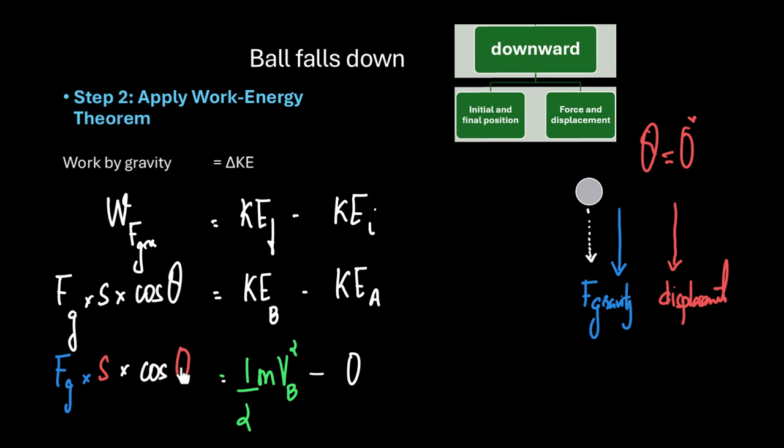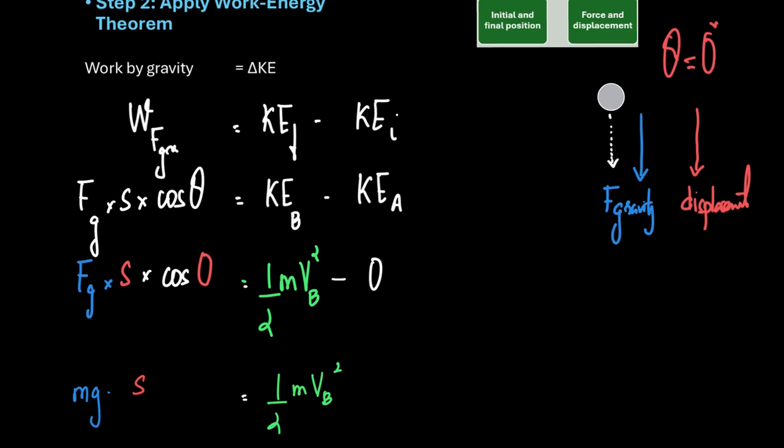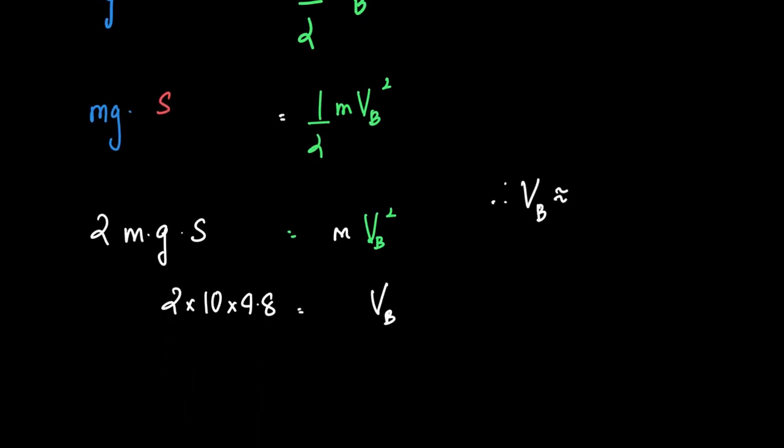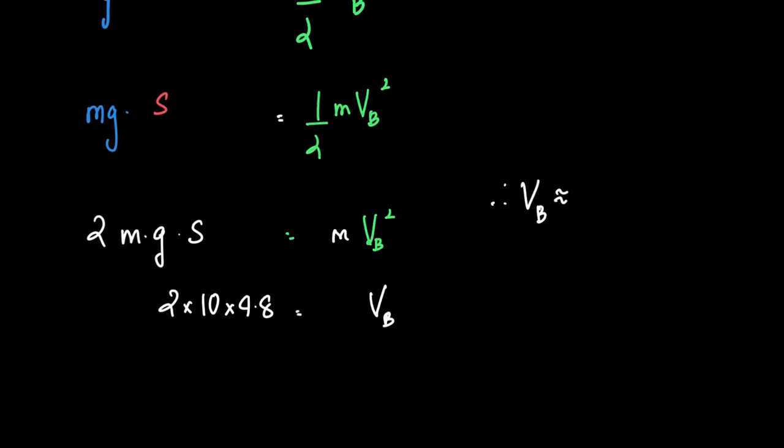Therefore, cos theta is cos 0. Force of gravity is the weight of the body, which is mg. Therefore, work done by gravity is mg into s. Cos 0 is 1. So mg into s is half m into vB square, from which m by m is 1, and therefore vB square is equal to 2 into g into s. S is 9.8, because it is dropped from 9.8. Therefore vB square is equal to 196, and therefore vB is equal to 14 meter per second.